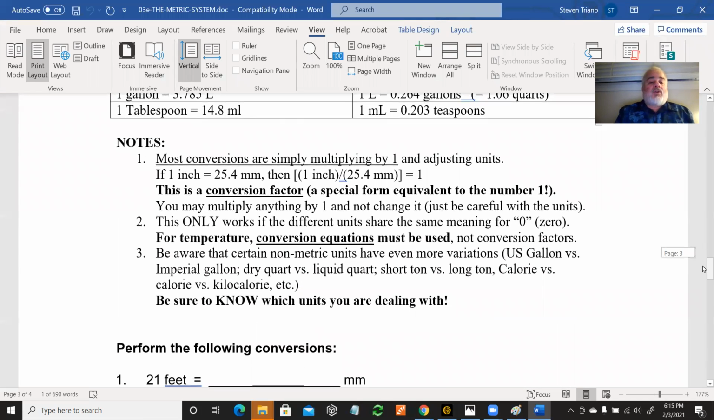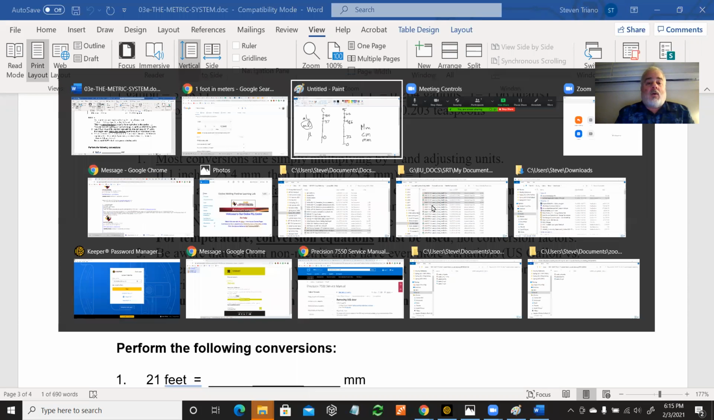So note, most conversions are simply multiplying by 1. I'll show you some examples, and then you adjust the units. That's it. Just pay attention to the units and multiply by 1. What does that mean? If 1 inch equals 25.4 millimeters, then 1 inch divided by 25.4 millimeters equals 1. If I divide things the same, they just equal 1.